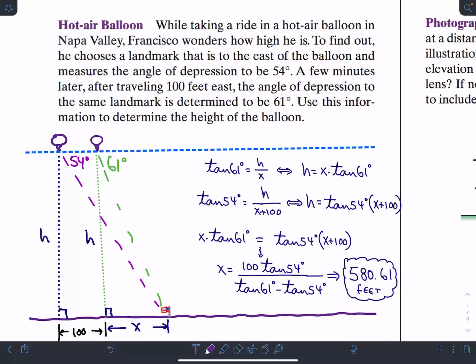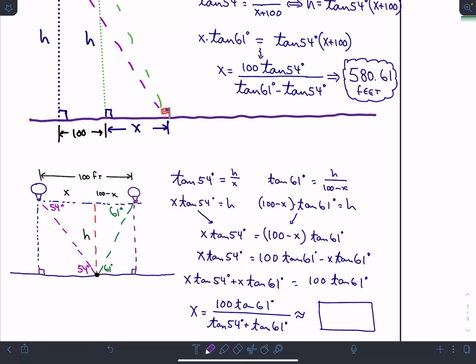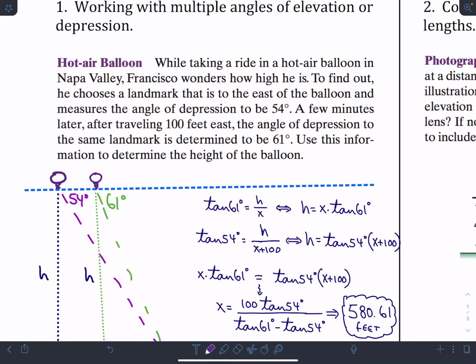For example, it had gone so far that it had gone past, and so I've drawn another picture down here, where it had gone past the landmark and the 61-degree angle of depression was actually going west now. So I went back to the problem to reread it, and certainly it doesn't really say. It says after traveling 100 feet east, the angle of depression to the same landmark is determined to be 61 degrees, but it doesn't say that the landmark is still to the east of the balloon.